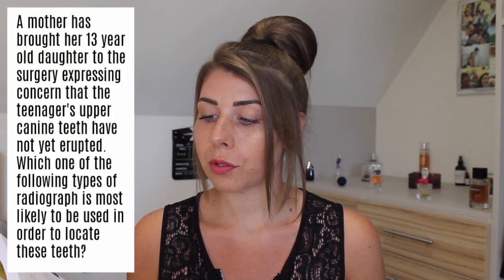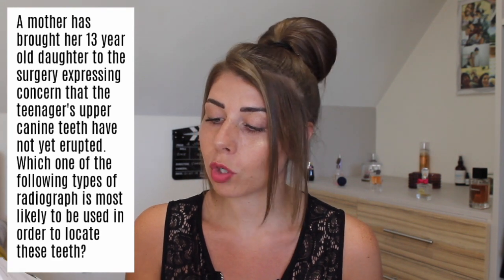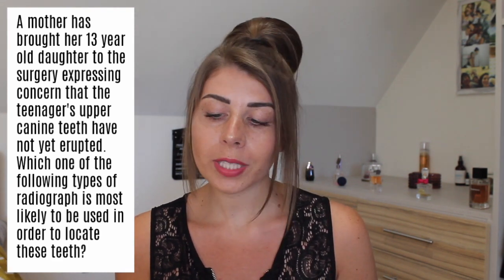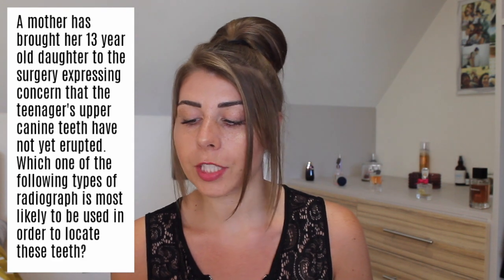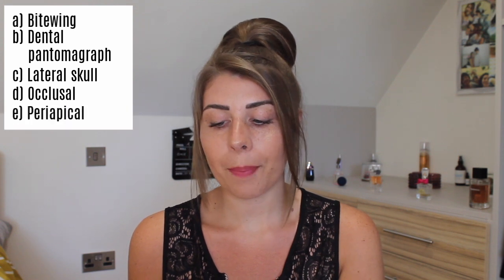Okay, now we need the same category. A mother has brought her 13-year-old daughter to the surgery expressing concern that the teenager's upper canine teeth have not yet erupted. Which one of the following types of radiograph is most likely to be used in order to locate these teeth? The answers are A, bite wing, B, dental pantomograph, C, lateral skull, D, occlusal, E, periapical.